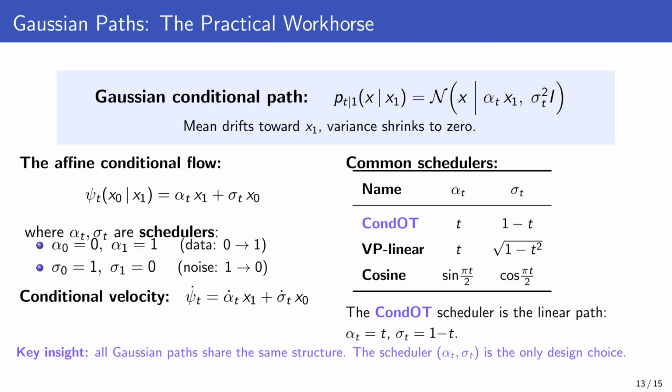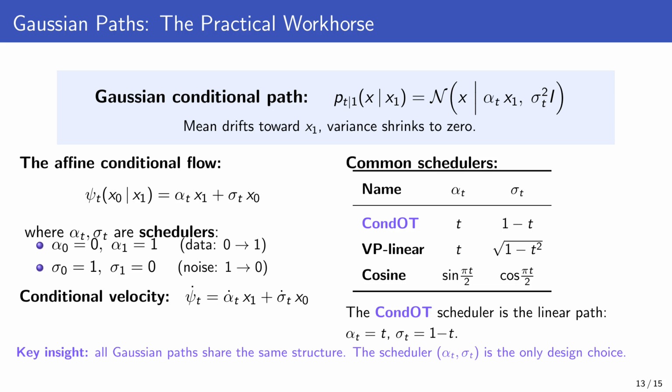Let us now generalize the linear path to a broader and very practical family, Gaussian paths. With Gaussian paths, the conditional distribution at time t, given destination x1, is a Gaussian centered at alpha t times x1 with variance sigma t squared times the identity matrix. The mean drifts toward x1 as t increases, and the variance shrinks toward 0. The underlying conditional flow has the affine form. Psi t of x0 given x1 equals alpha t times x1 plus sigma t times x0.